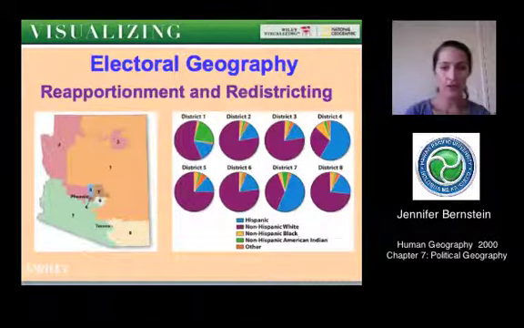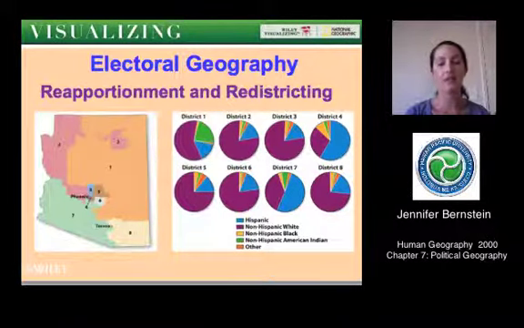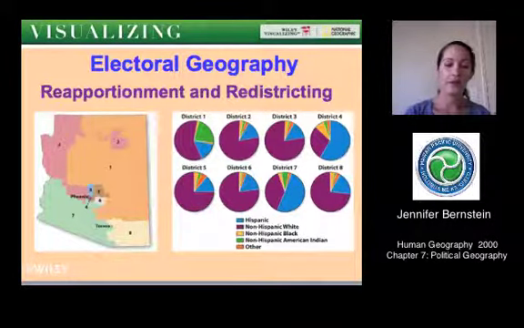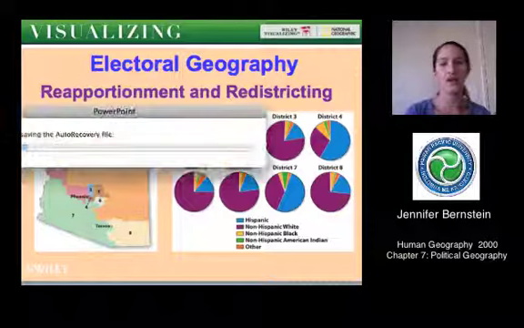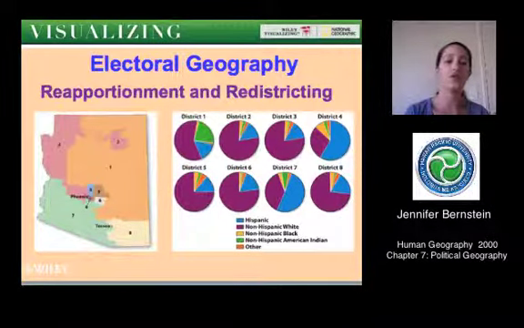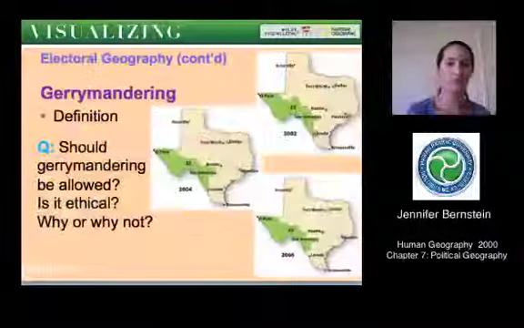So we're looking here at Arizona. Between 1990 and 2000, the population of Arizona increased by 40% and basically gained 2 House seats through reapportionment, and then became spatially very uneven, so they had to redistrict. On the right, you see pie charts showing how different the ethnic makeup is of each region, and you can imagine that that ethnic makeup may have something to do with how those different regions vote.